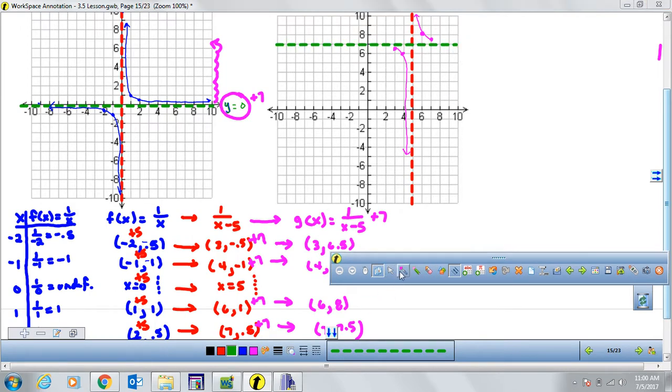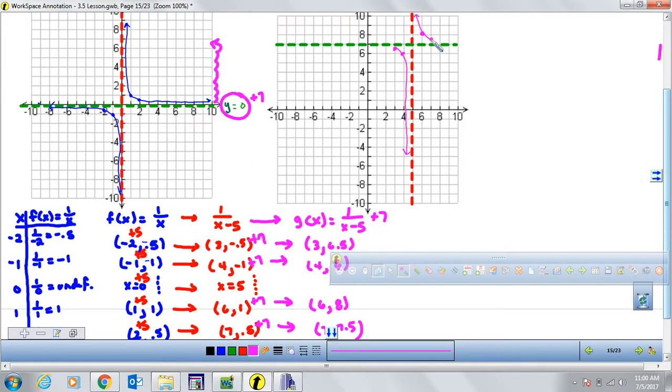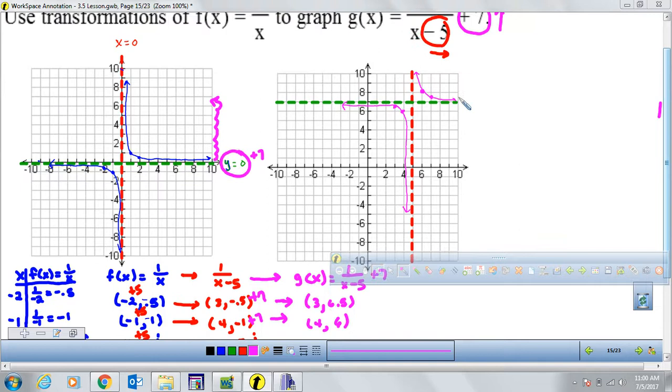That as the graph gets close to this asymptote from both sides, it is going to slant horizontally to the right in this direction, and it's going to slant horizontally to the left, getting closer and closer to this asymptote in this direction, and it keeps on going. And that will be the graph of g of x using transformations.